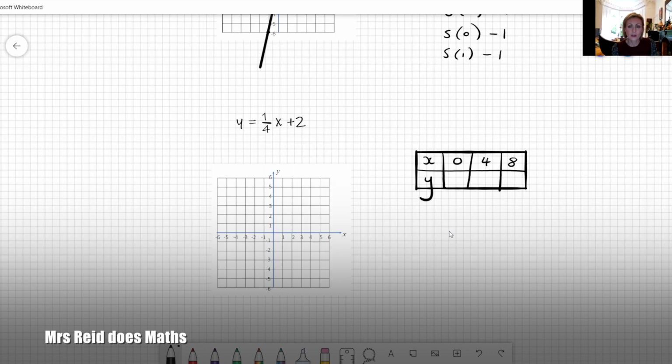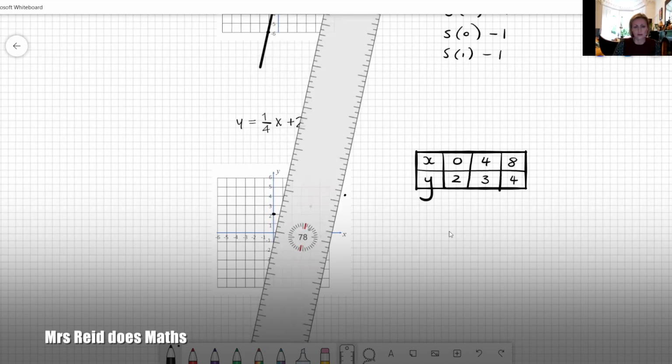So a quarter of 0 is 0 plus 2. A quarter of 4 is 1 plus 2. A quarter of 8 is 2 plus 2. So those are my coordinates. So 0 across, 2 up, 4 across, 3 up, and 8 across. I'm going to just guess that. And 4 up. It's going to be about here, but I'm going to rely more heavily on the first 2 dots because they're correct.